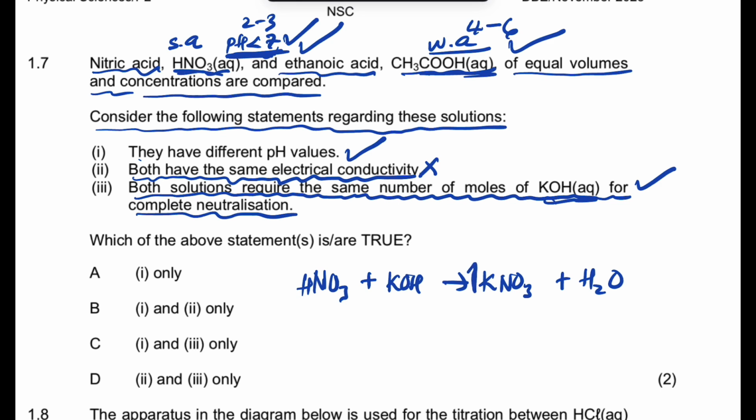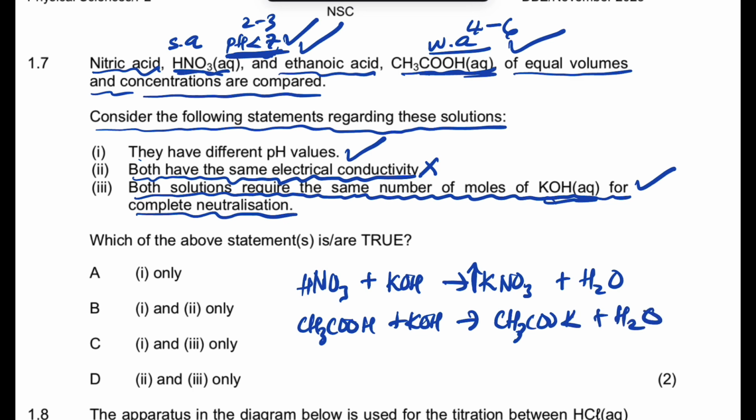So the number of moles of this is going to be 1. And then if you take the ethanoic acid and you react it with the same base, the product there is going to be CH3COOK plus water. So the equation here is balanced as well. The base is going to be what? 1. If you look at the base, the number of moles is going to be 1. So it says both solutions require the same number of moles of this one. So the number of moles that they require, both this solution and this solution, is the same.